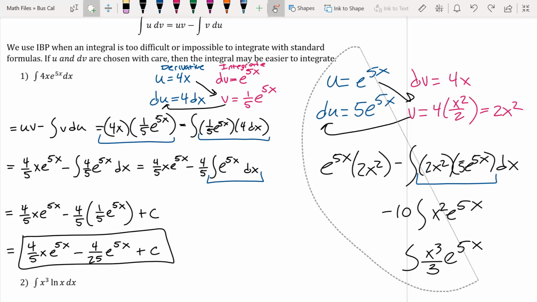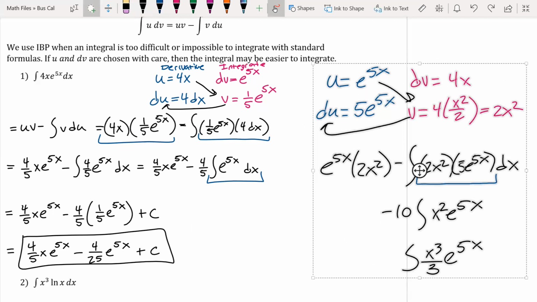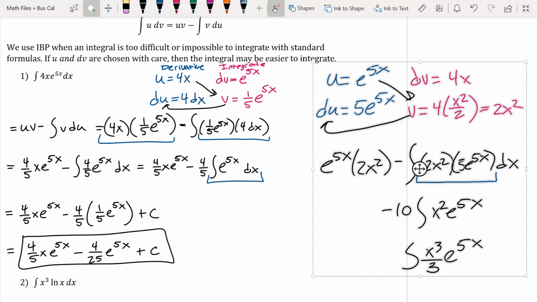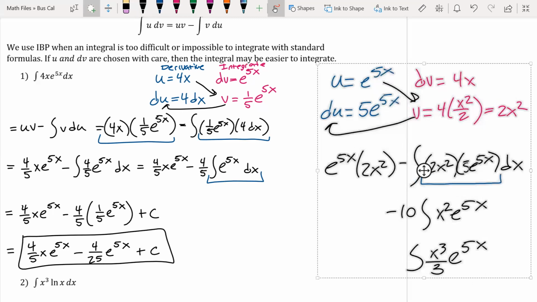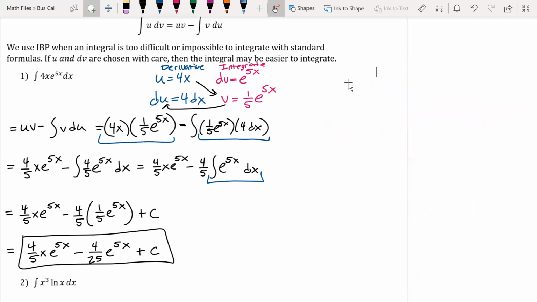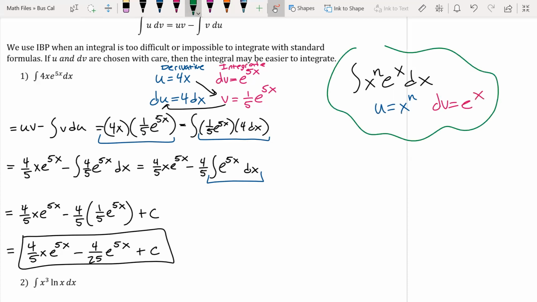Okay. So again, it's all about practice, but a quick and easy tip for you guys. Once again, if you're ever given the form x to the n e to the x dx, u is always going to be x to the n, and dv should always be e to the x. So that's your little tip there.